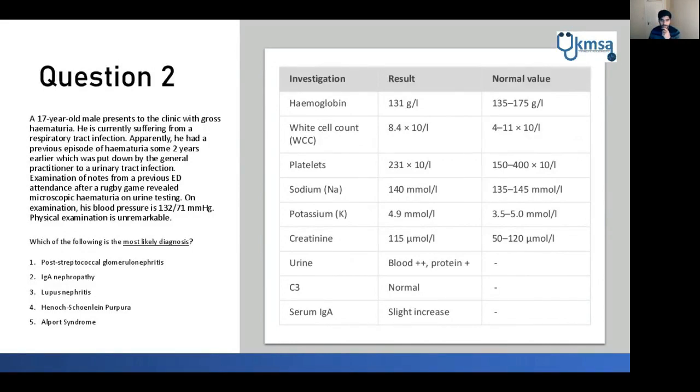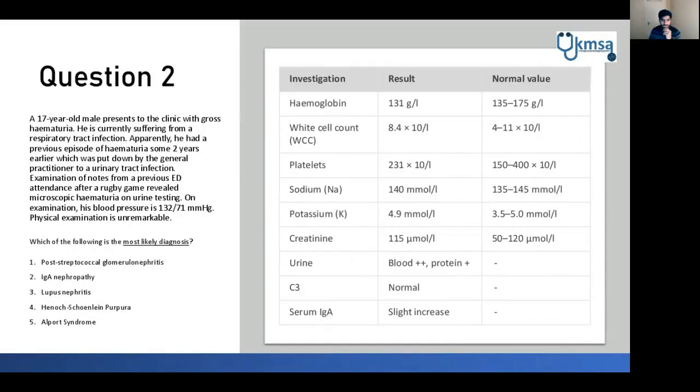So if we look through the bloods, we can see that the hemoglobin is mildly low, nothing too crazy. The white cells are normal, the platelets are fine, the sodium is fine, the potassium is fine, creatinine is okay. So bloods are fine. All we're seeing is a little bit of blood and protein in the urine. C3 is normal, and serum IgA is slightly increased. So yeah, you guys have done great. It's IgA nephropathy. I think this gives it away a little bit. You probably would have got the diagnosis without that as well.